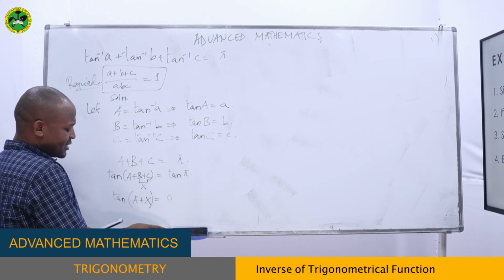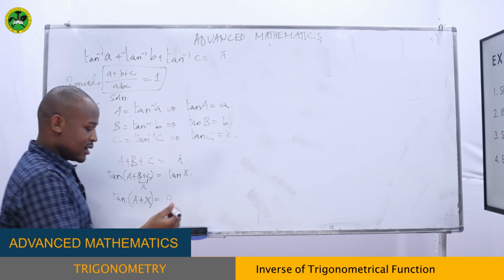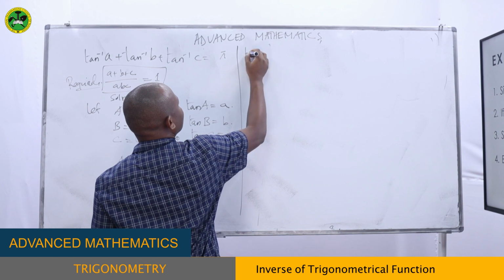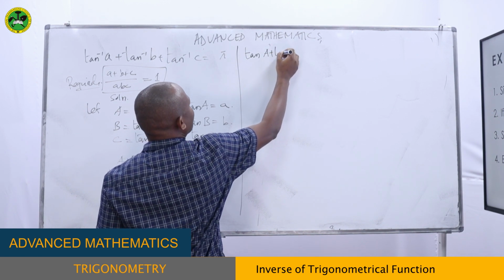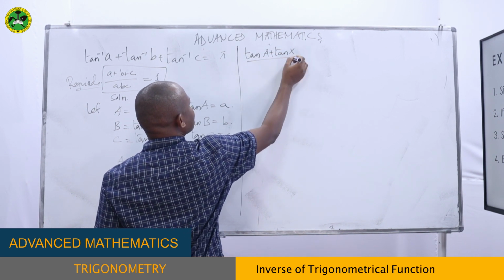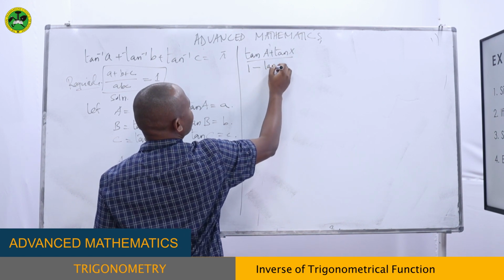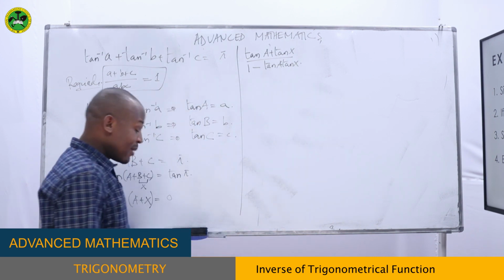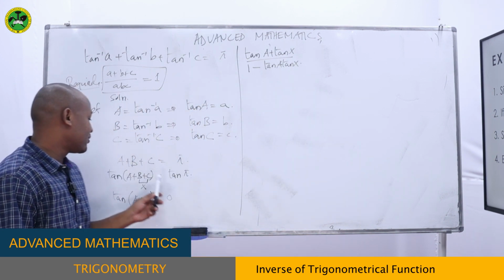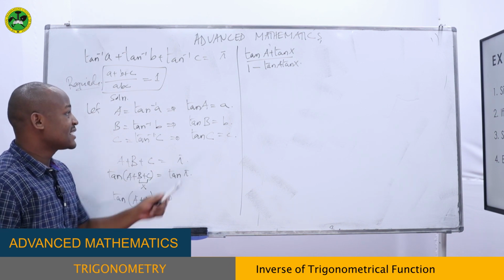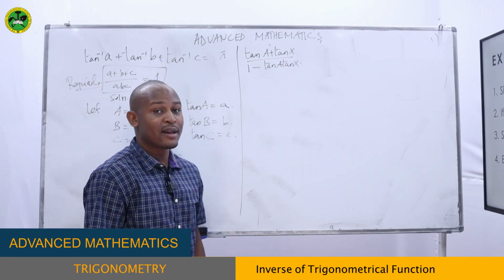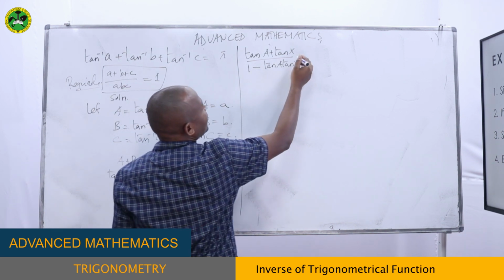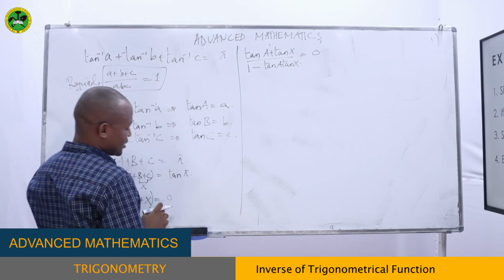Now let's open this, it is more simple. It will be tan of A plus tan of X over 1 minus tan of A tan of X. But remember, we don't have X there. We have B plus C. That is to say, we are supposed to open that also by the use of the A plus B formula, and this is equal to 0.